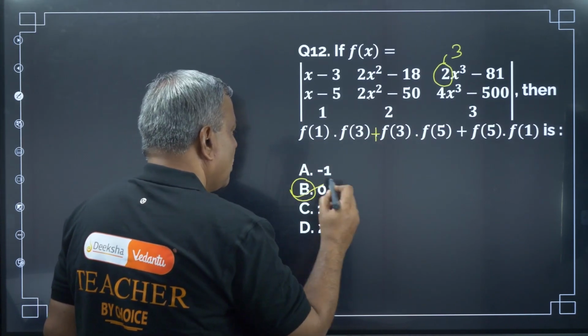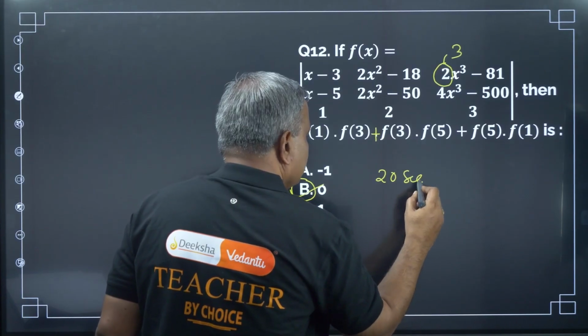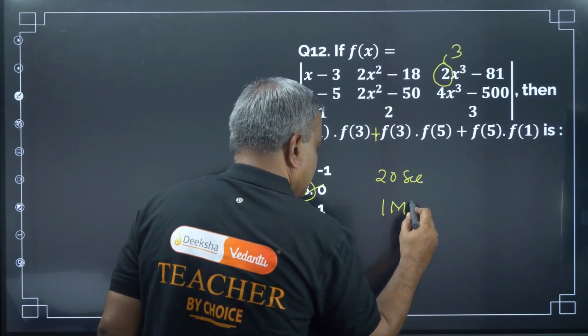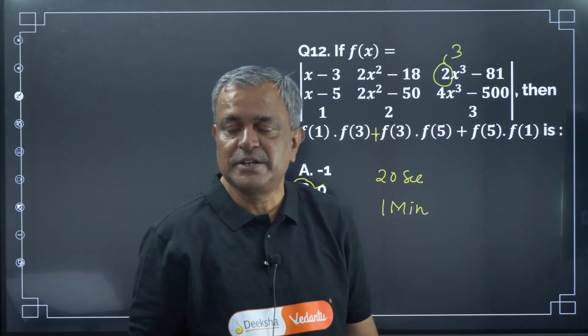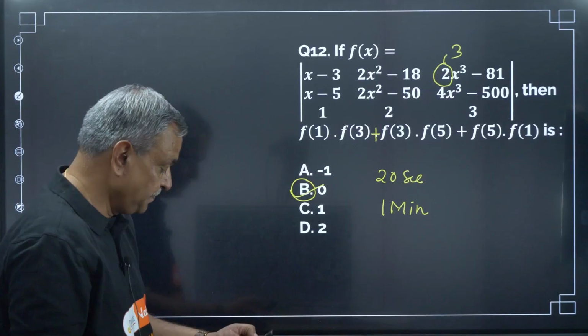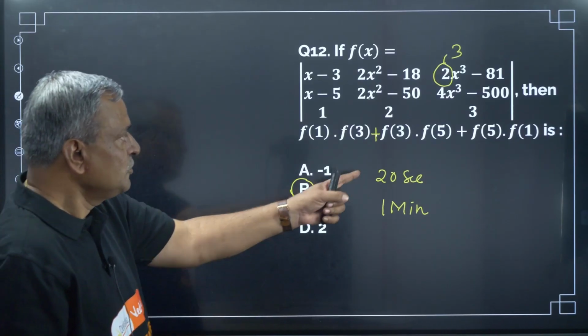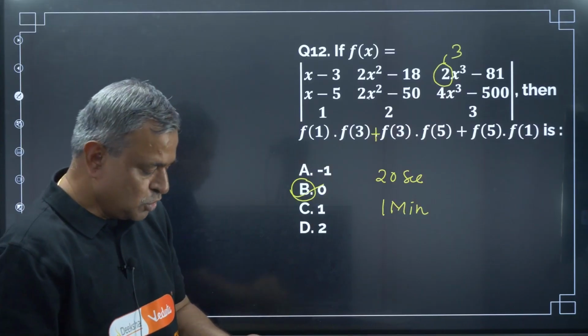Okay. So this can be done within 20 seconds, but some students take maximum 1 minute. Please observe what they are asking rather than expanding the determinant. If you expand the determinant, 2 minutes is also less for you. So this is a mistake. It is 3x cube. Then the answer will come as 0. Option B is correct.